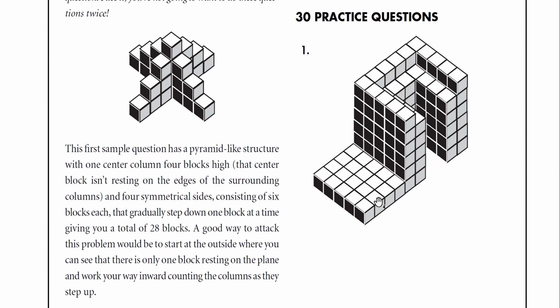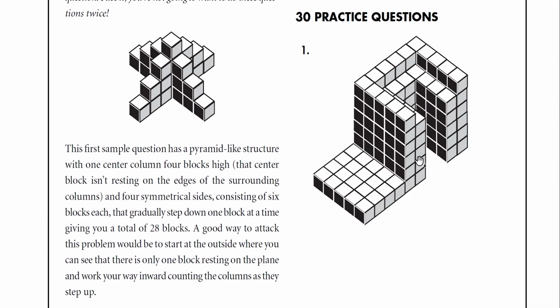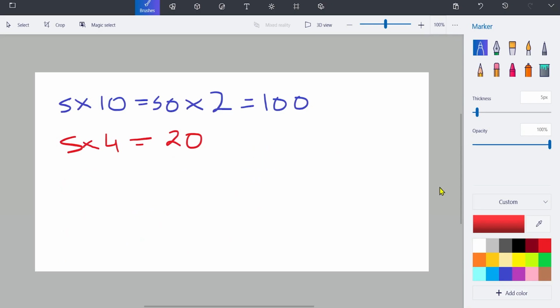So this is how many? 1, 2, 3, 4. 1, 2, 3, 4, 5. That separate part, I'll do it in red. Let's do 5 into 4, equal to 20. So this is 20, these two are 100. Here we have 2 in the middle, and that 2 is going for a length of 5. So again, let's do it in green, maybe 2 into 5, 10.